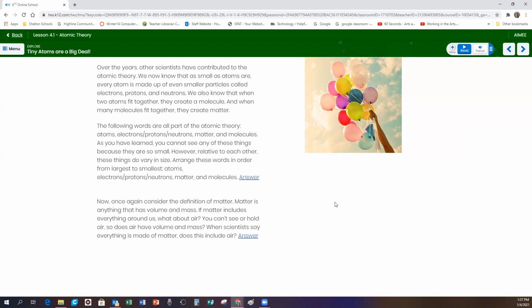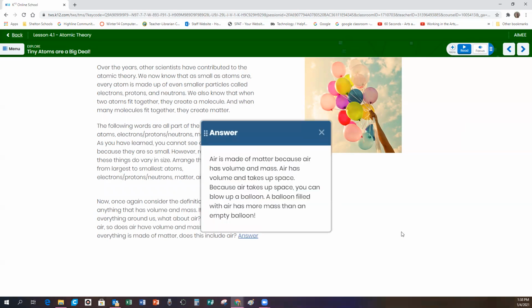Now, once again, consider the definition of matter. Matter is anything that has volume and mass. If matter includes everything around us, what about air? You can't see or hold air, so does air have volume and mass? When scientists say everything is made of matter, does this include air? And the answer, of course, is yes. Air is made of matter because air has volume and mass.